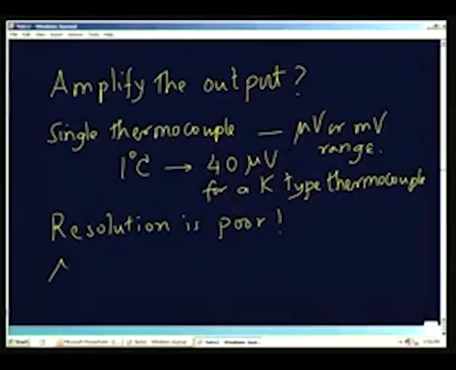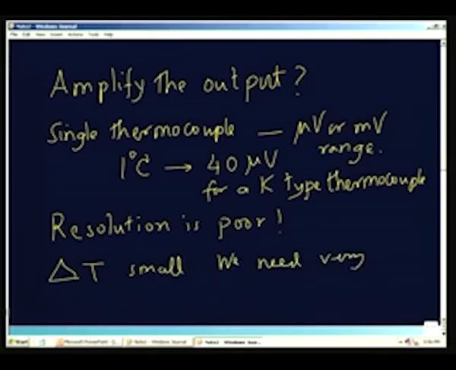So, if delta T is small, we need a very sensitive voltmeter. So, that is the problem. Now, can we improve this situation? For that, let us look at what are the possibilities. Suppose I put two thermocouples in series. Okay, this is a junction T1, this is positive, this is negative.